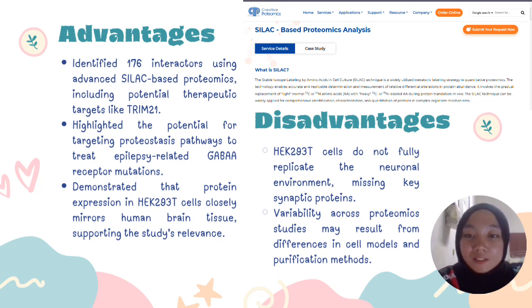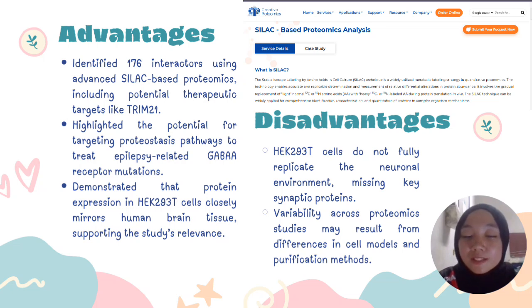Another advantage is that the study highlighted specific therapeutic targets such as TRIM21, an E3-ubiquitin ligase. By targeting TRIM21, it may be possible to rescue misfolded receptors and restore their function, which could be highly beneficial for treating conditions like epilepsy. Finally, while HEK293T cells are not neural cells, the researchers demonstrated that their protein expression levels closely match those of human brain tissue. This supports the translational relevance of the findings, making them applicable to real-world neurological cells.